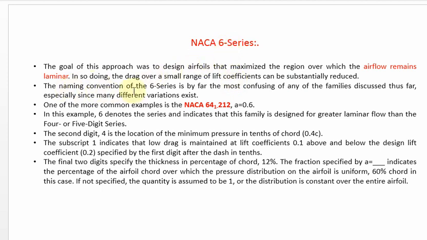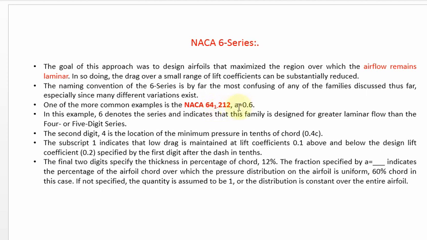The naming convention of the 6 series is by far the most confusing, because the 6 series has so many different methods available. That is why they say it is somewhat confusing. So we take one example, NACA 64₁-212. Previously we saw 64-212, the same example. Then how is it called a 6 series? It starts with 6, and similarly the subscript number 1 comes. This is the difference between these cases.